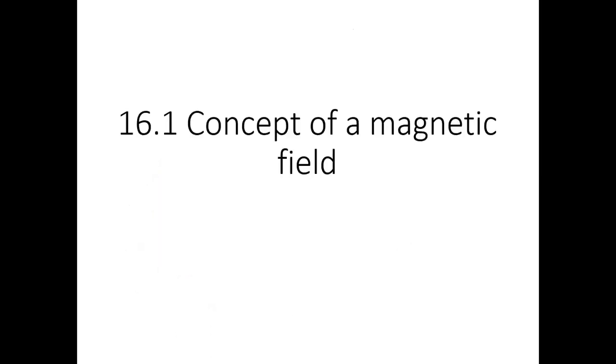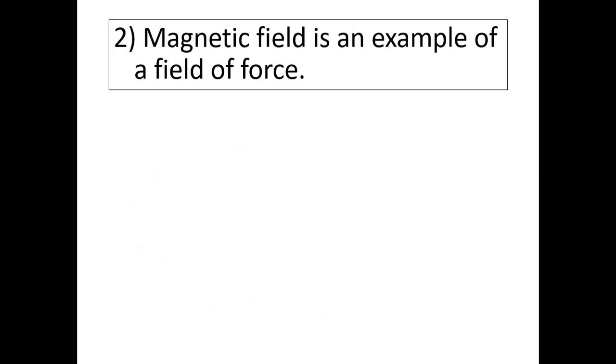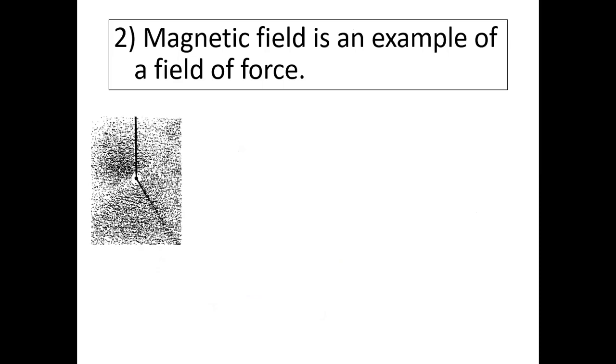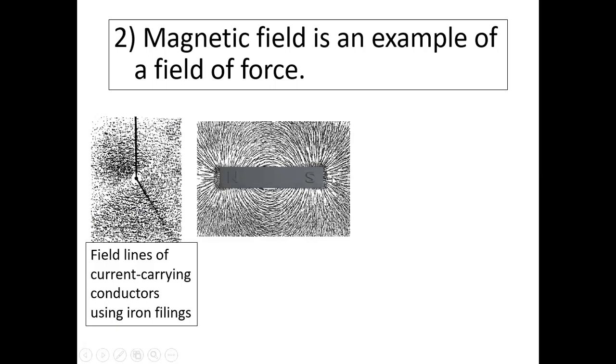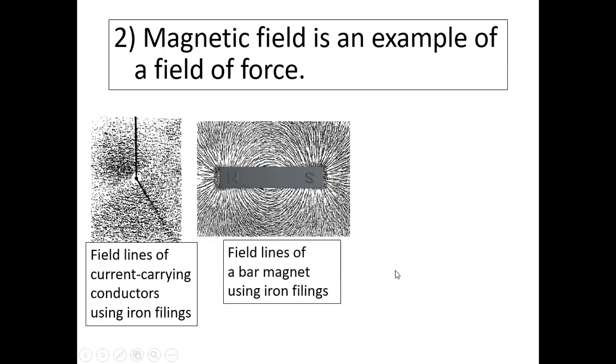Okay, let's go to concept of magnetic field. Magnetic field is an example of a field of force, or force field. Field lines of a current carrying conductor using iron filings. We can turn on the current in the long wire. Then we sprinkle iron filings on the cardboard there, and then tap the cardboard, then you will see some pattern there. Same like the magnet there. You put cardboard on top of the magnet, sprinkle iron filings, tap the iron filings, then you will see this pattern. There must be some force trying to push the small, tiny iron filings to the position of the field.